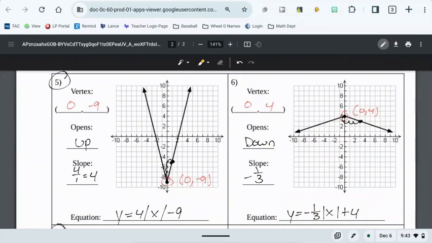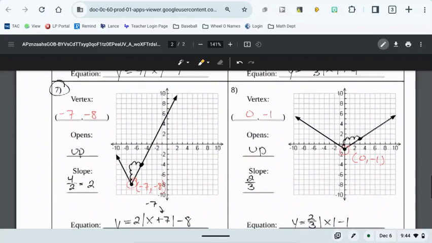All right, welcome back. Let's go ahead and take a look at example number 6. So our vertex is over 0 and up 4, so (0, 4). The graph is opening facing down, so we know our slope's going to be negative. And as you can see, I count down 1 and to the right 3, so our slope is -1/3. And our equation is -1/3 times the absolute value of x. We don't put anything else on the inside of the absolute value because our x value is 0. And then we close the absolute value and do +4 because our y value of our vertex is +4.